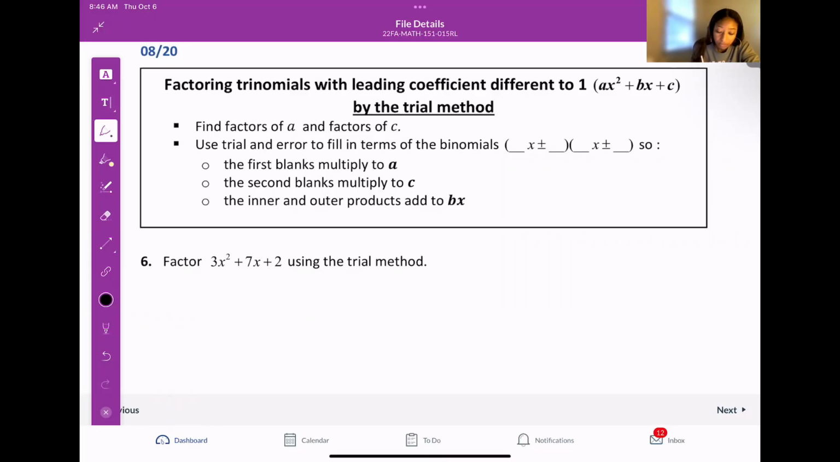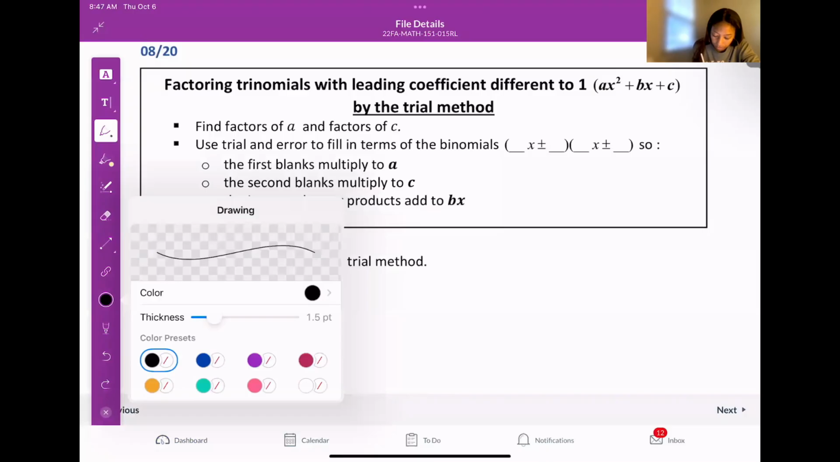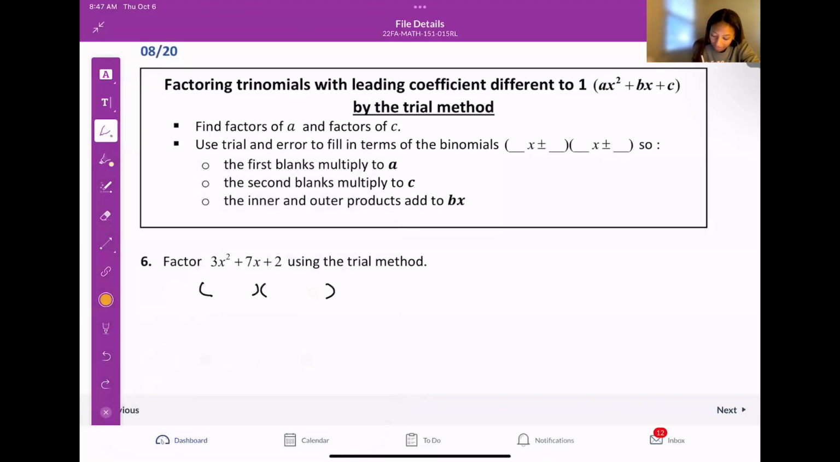So what does that mean? If we have 3x squared plus 7x plus 2, we know that these first two terms, whatever's here and whatever's here, have to multiply. I'm going to color code this, I'm sorry. Whatever is here and whatever is here has to multiply together to give us the 3x squared. And then the last two terms, whatever is here and here, have to multiply together to give us 2.